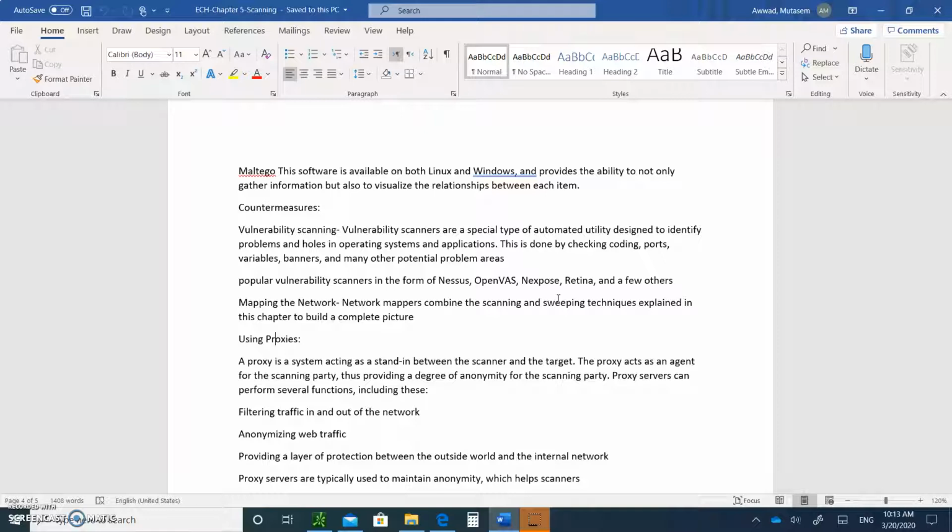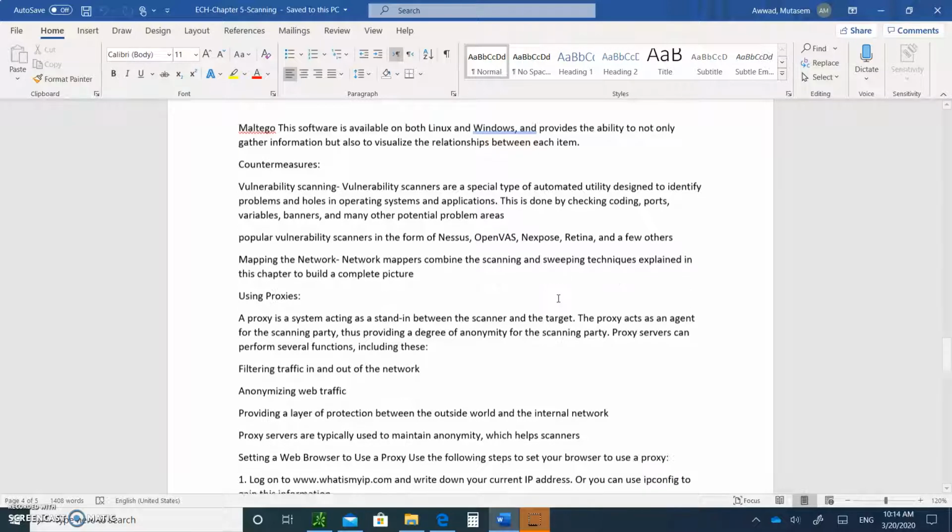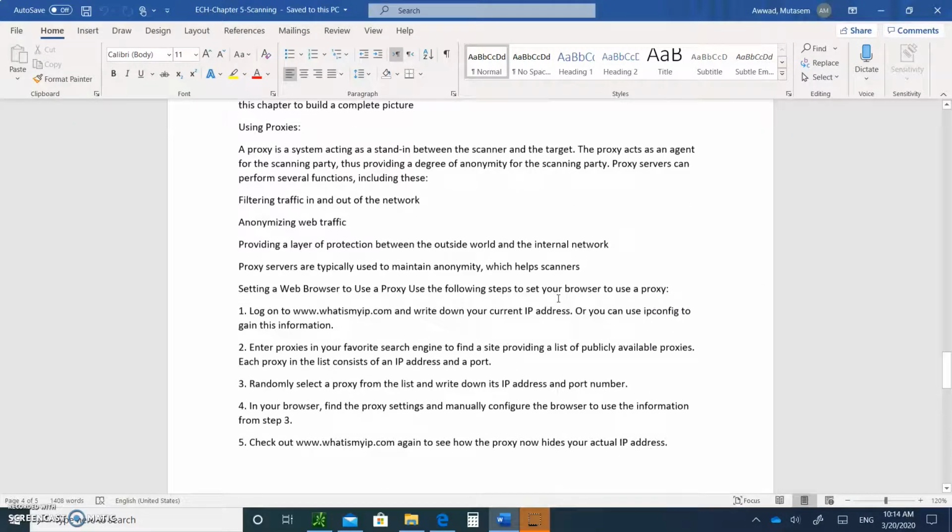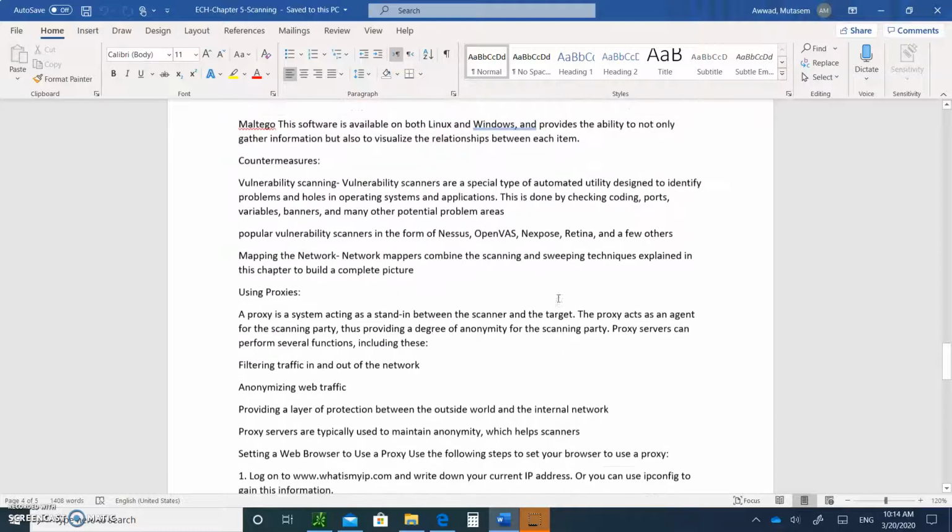Also, using proxies, which we'll also do in the lab. Proxies are a system acting as a stand-in between the scanner and the target. They help us to stay anonymous. We'll do this in the lab experiment, by the way, later in the semester, in the evasion chapter. So all that information that you could use, please read these.